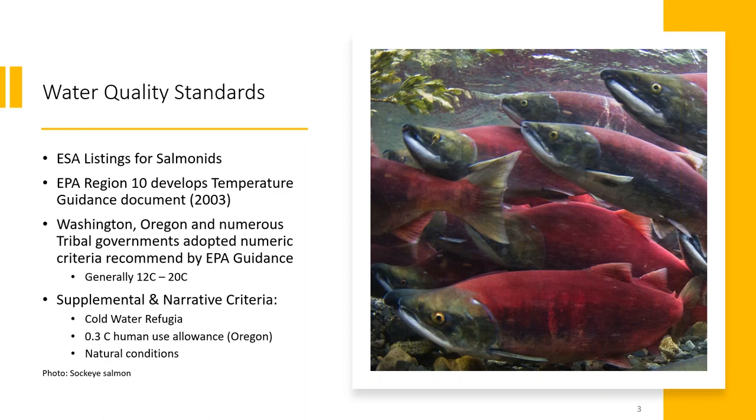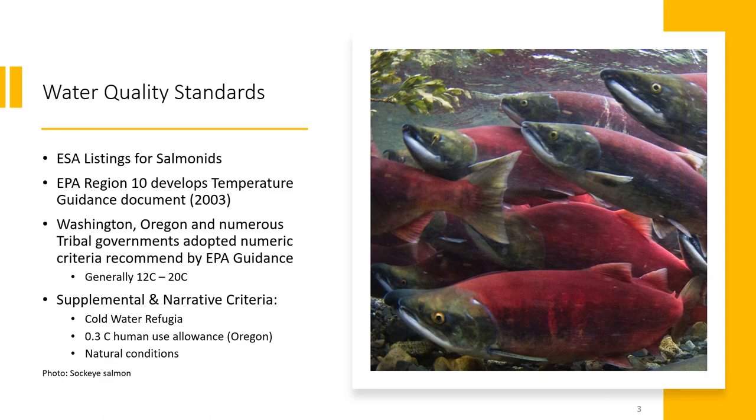So two of our states, Washington and Oregon, and many of our tribal governments adopted temperature criteria based on the recommendations in that 2003 guidance document. And those numeric criteria generally range from about 12 degrees C to 20 C. And the criteria apply to specific designated uses like salmonid spawning in specific locations. There are some site-specific criteria that are outside of that range as well.